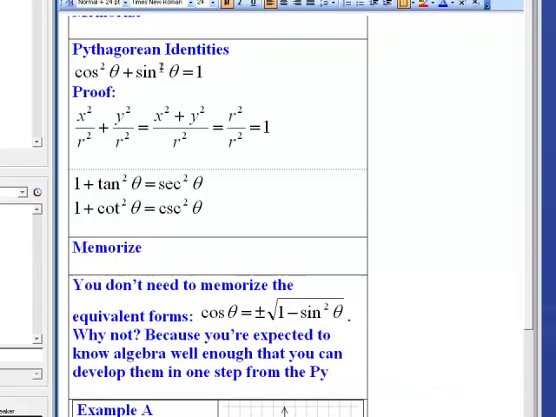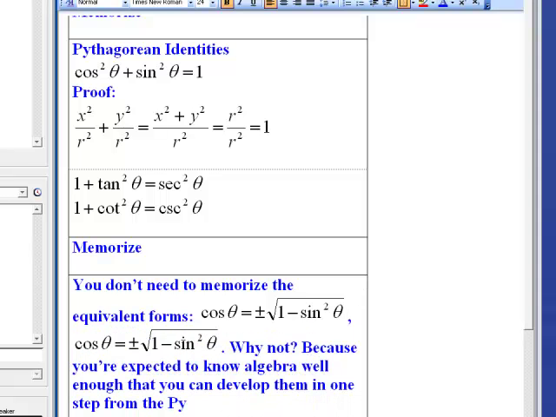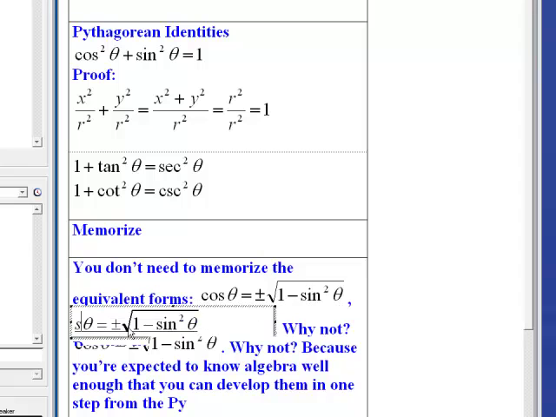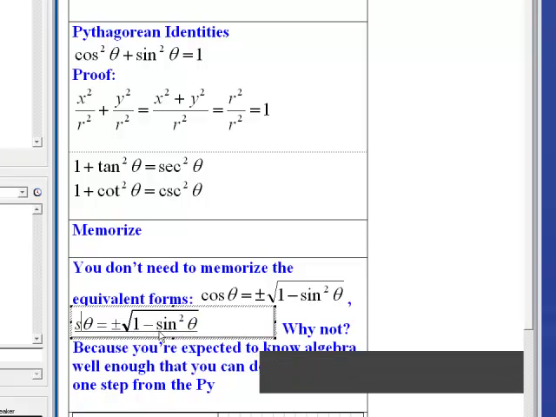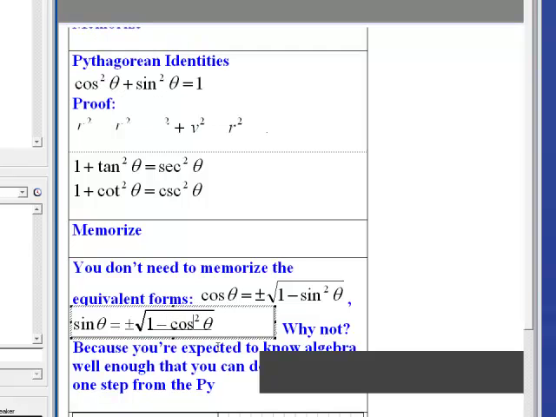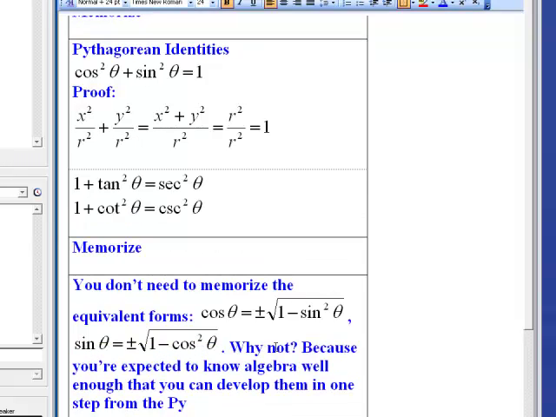Of course, there's also an equivalent form of saying that sine theta equals plus minus square root of 1 minus cosine squared theta, and the same would be for the other two identities. You don't have to memorize these equivalent forms. Why not? Because you can simply do the algebra on these if needed, and develop them from the Pythagorean in one step, just like I did.